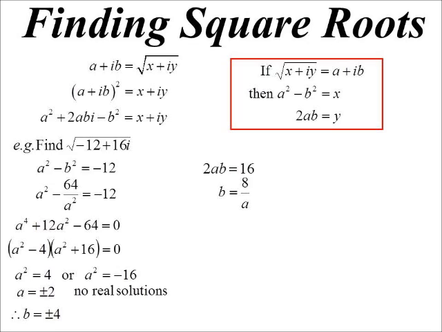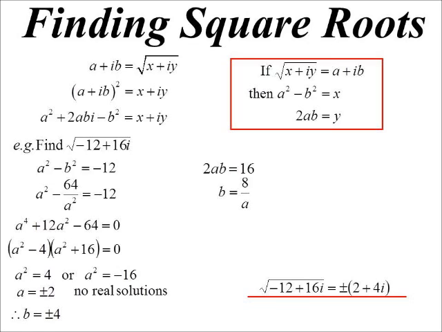As for the other one, it's not an issue because a and b are real numbers. You might be thinking, well, hang on, surely b is imaginary. No, b is the imaginary part, but it is a real number. And a is a real number. And a squared equals negative 16 will not produce a real number. So there are no real solutions to that part. So the square root is plus or minus 2 plus 4i.